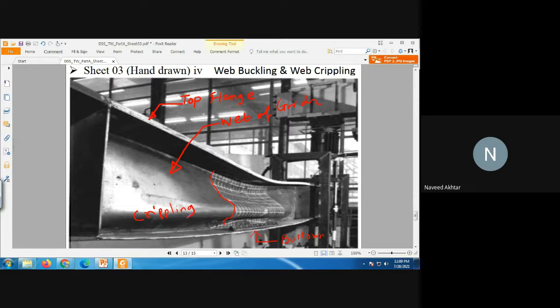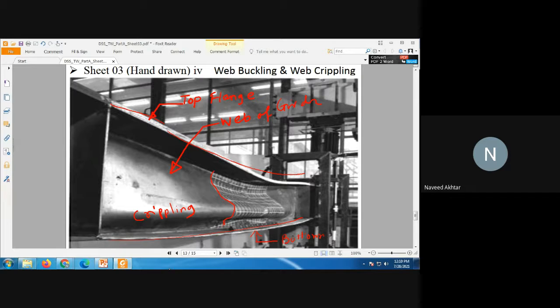Okay, understood? So this is the local failure, and if there is bending in this bottom part, you can say it is a buckling of your beam, or bending of your beam, or deflection of your beam. But this is called the local failure of that beam, and this is nothing but the crack. Understood? So web buckling or web crippling.